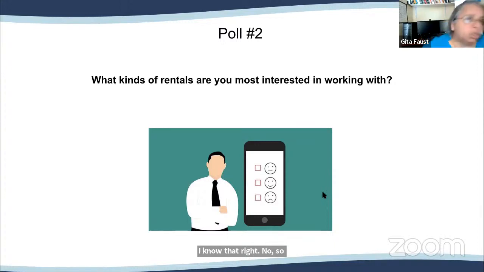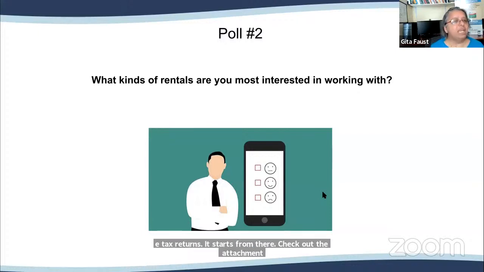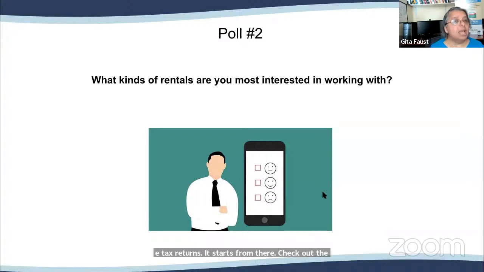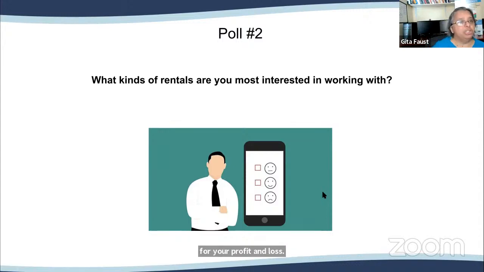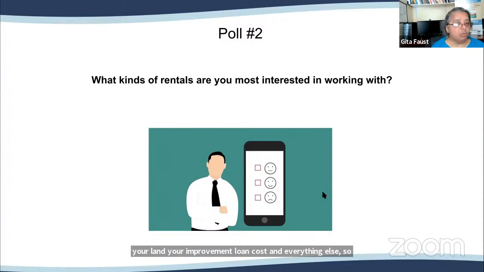So remember the questions which I asked before, right? The tax returns. It starts from there. Check out their tax returns. If they give you Schedule E for rentals, you have your basic chart of accounts for your profit and loss. Then you go to look at your depreciation schedules. You will get what the basis is: your building, your land, your improvements, loan cost, and everything else. So that's where I would start.